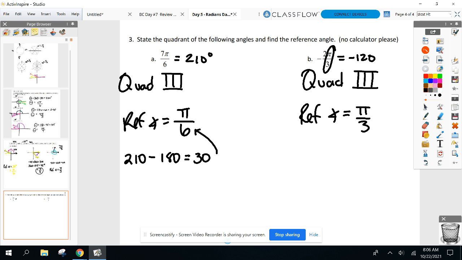Let me just check something real quick before you guys get going. Because it's no delta math today. It's the next page of your packet.